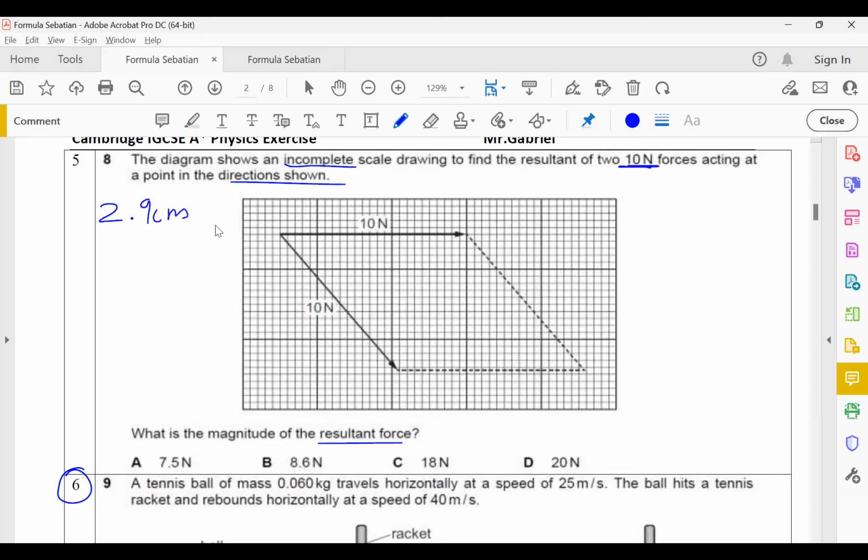2.9 cm represents 10 newtons. Okay, this is my scale, my calibration. Then after that, you measure this length here. How long is this thing?